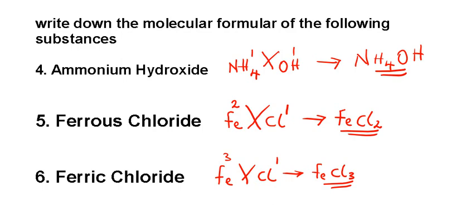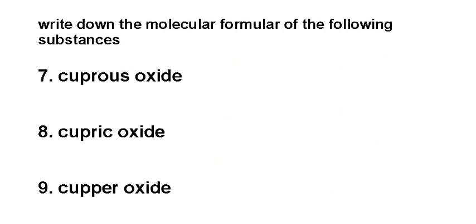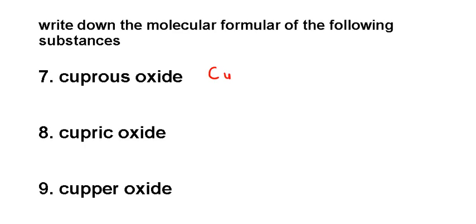Okay, let's look at cuprous oxide. Cuprous oxide is made up of copper and oxygen. So we have copper, Cu, and we have oxygen. Of course, you know that the valency of copper is 1, while the valency of oxygen is 2. So let us exchange their valency. Copper takes the valency of oxygen, which is Cu2, then oxygen takes the valency of copper, which is 1. So this gives us Cu2O, the molecular formula of cuprous oxide.